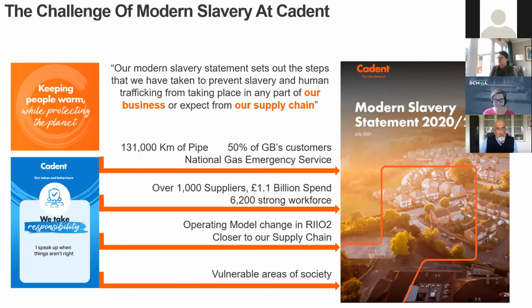That has changed. From April 2021 onwards, we are in Rio 2, and what we have done here now is we have a more direct connection with local delivery partners, and we have a more direct connection with the management organization that looks after those local delivery partners for us. We have 5 regions within Cadent, so we have 5 CMOs, and we have over 60 local delivery partners.